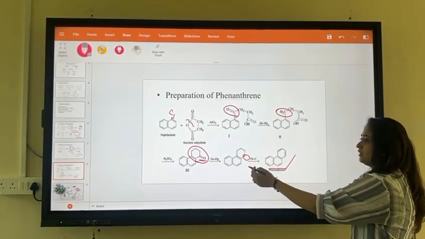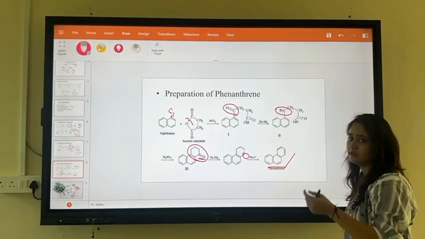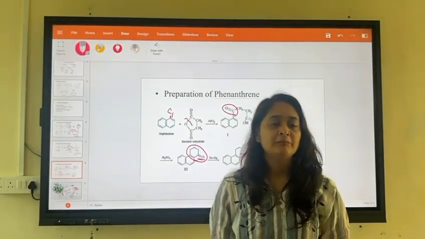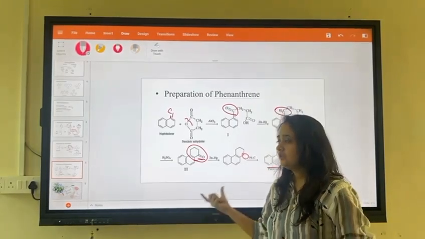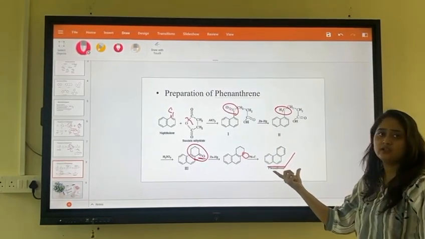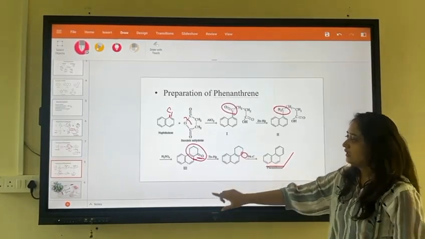Now this cyclic compound undergoes the aromatization step, in the presence of active metals like palladium, platinum and selenium. After this aromatization, we get the desired product, which is phenanthrene. That's all.